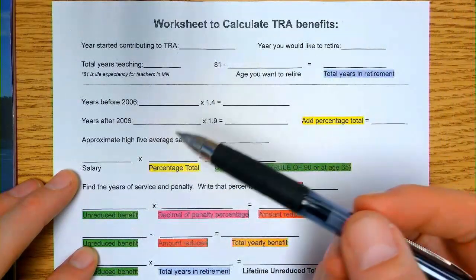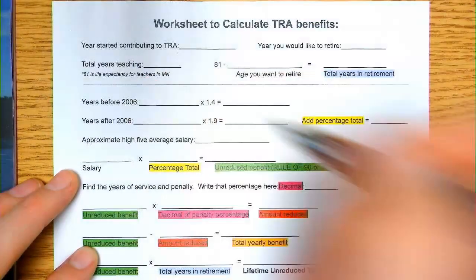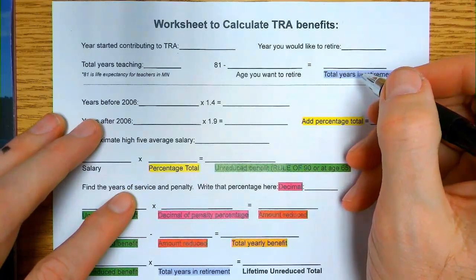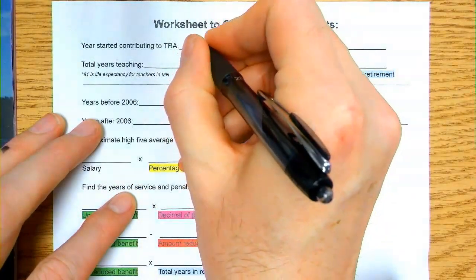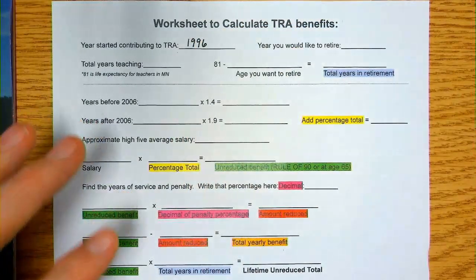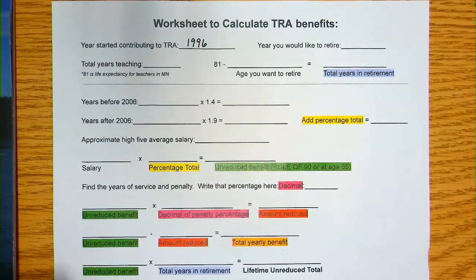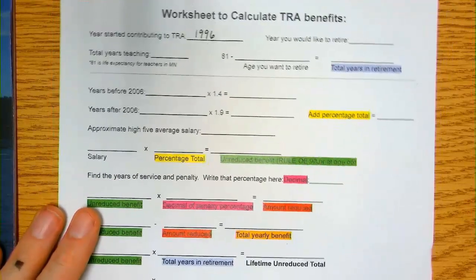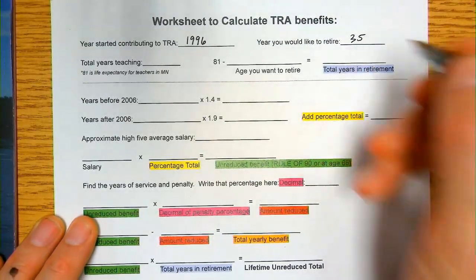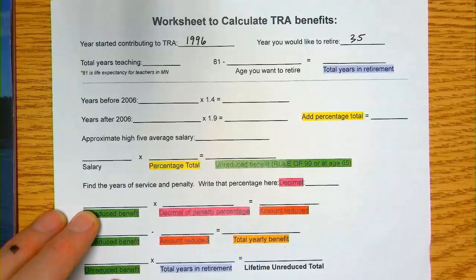Okay, so let's say for me, I first started contributing in 1996. You can fill this out with when your first year of teaching was, right? And let's say that I want to teach for 35 years. So if I want to retire, I want to teach for 35 years. All right, that's kind of my goal. If I could teach for 35 years, that would be fantastic, right?